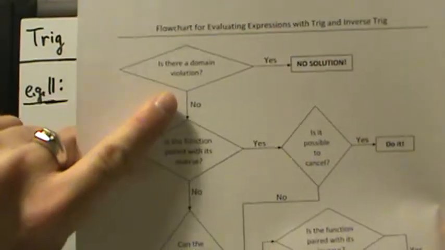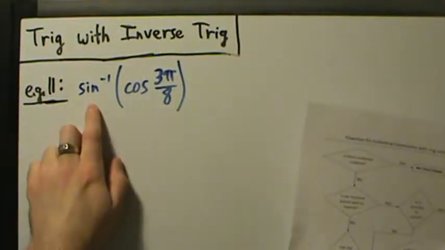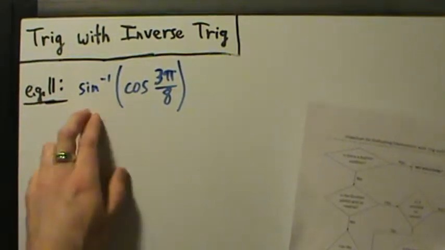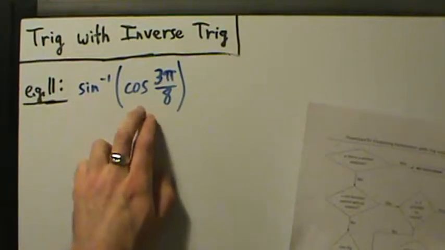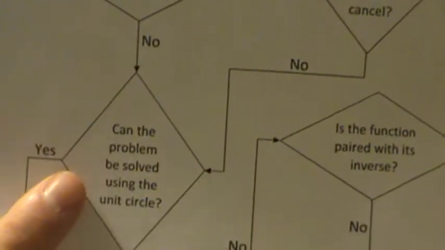Is there a domain violation? No. Is the function paired with its inverse? No, it's inverse sine paired with cosine. So it's not inverse sine and sine, it's not inverse cosine and cosine, it's inverse sine with cosine. So no. Is the function paired with its own inverse? No, it's not.